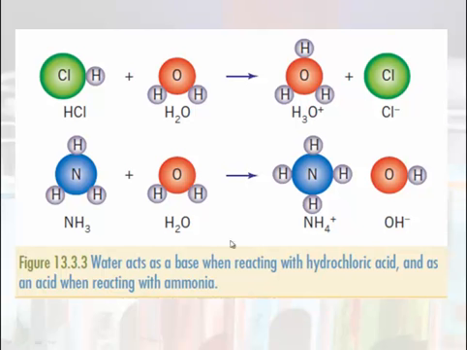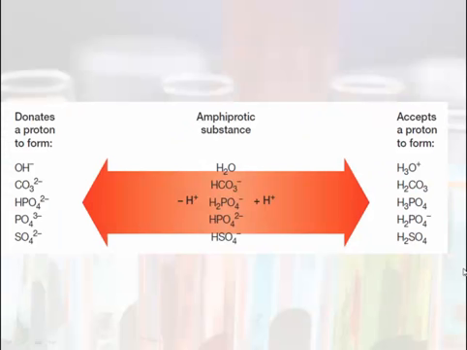Here's just a little example here. You can see that water acts as a base when reacting with hydrochloric acid and as an acid when reacting with ammonia. So, water is also described as being amphiprotic. It can act as a base, which is done in the first example here. It's accepted that hydrogen, or it can act as an acid and give up that hydrogen to create hydroxide ions. So amphiprotic substances are in the middle here, and you can see they can act either way.